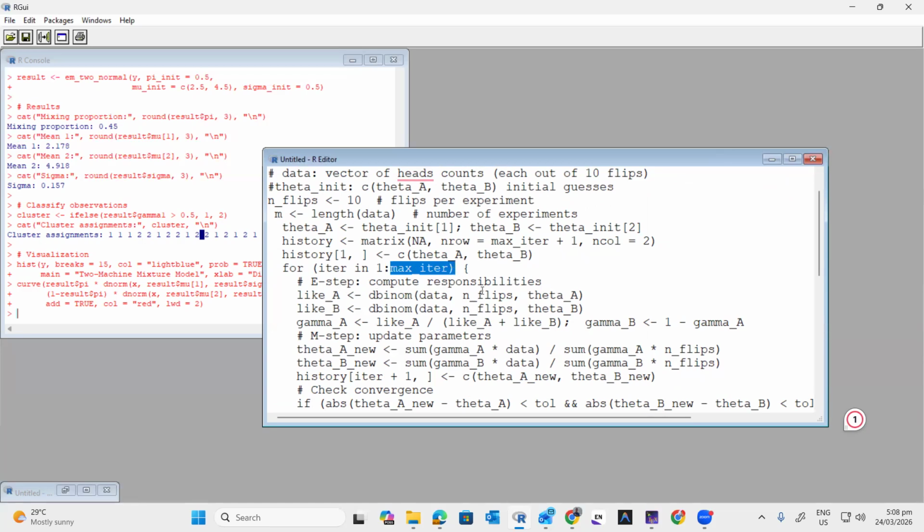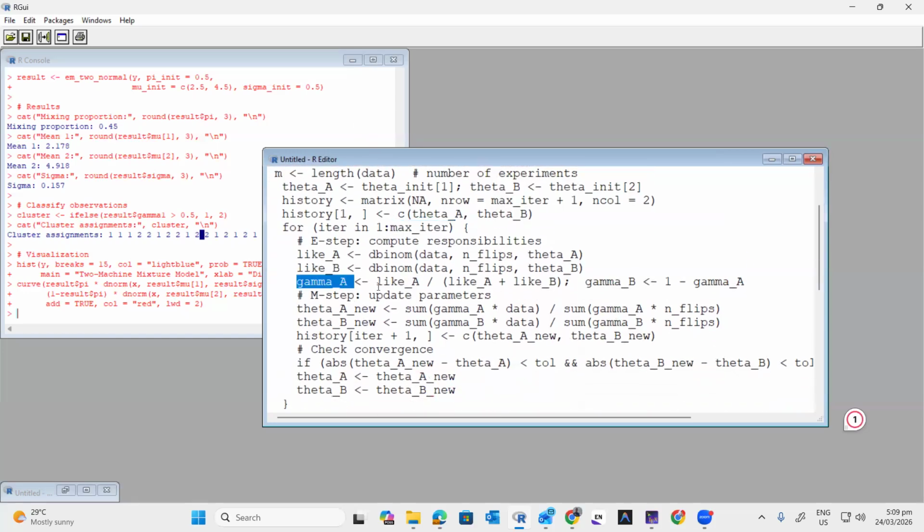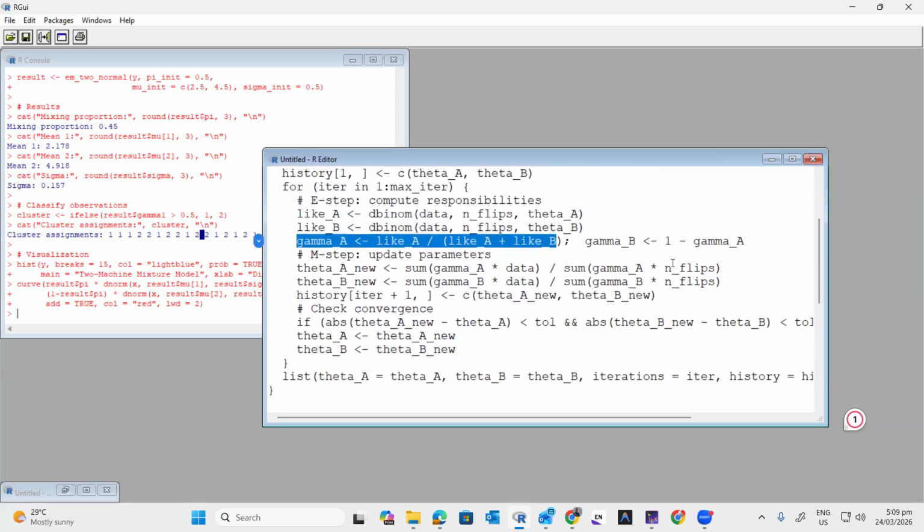So in each step we compute the responsibilities that we discussed. Likelihood A and likelihood B come from the binomial distribution. dbinom will compute the binomial probability mass function for each coin and for each observed head count in the data, and it calculates the likelihood under coin A and coin B. Then gamma A that we are going to calculate is likelihood A divided by likelihood of A plus likelihood of B, and gamma B will be defined as 1 minus gamma A. So this is the posterior probability that the experiment came from coin A or coin B.